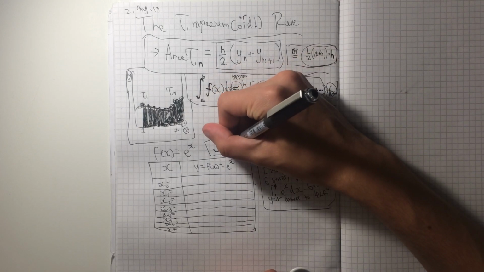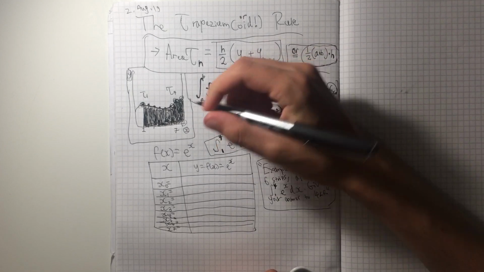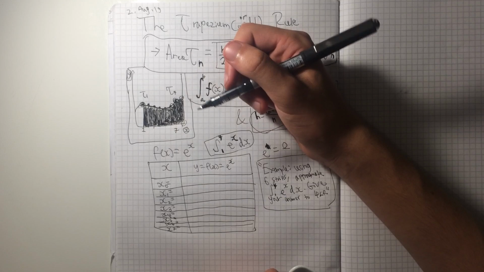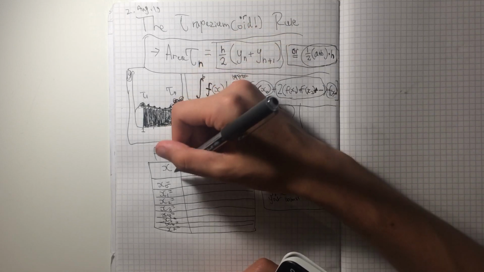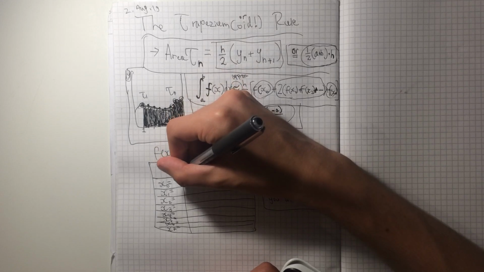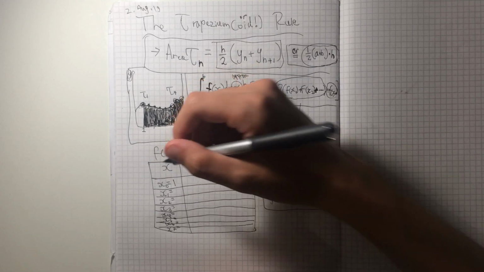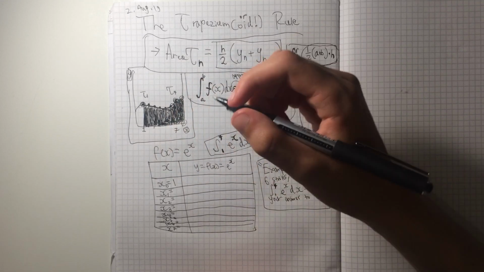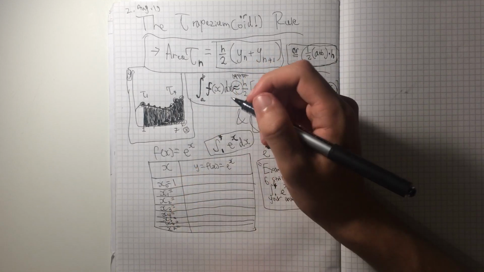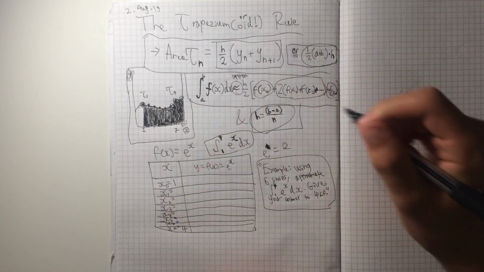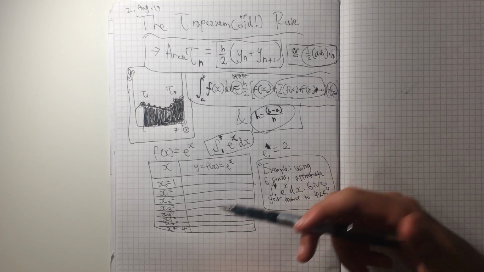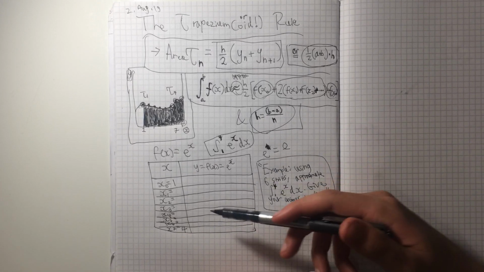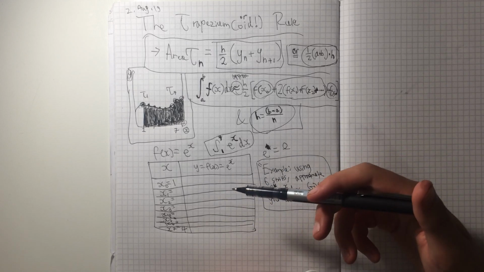And so what we do is, the first point over here is just going to be 1. We know that, because that's the first bound. So we insert that, and the second point is going to be 4, not 1.